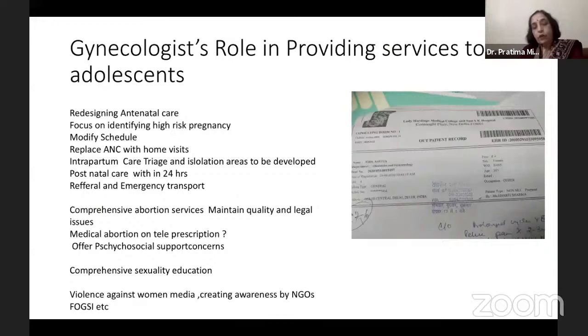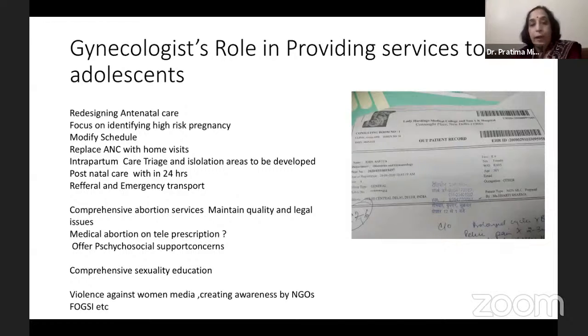So what are the services which we mainly focus on? The antenatal, intrapartum and postnatal services for the pregnant adolescents, comprehensive abortion services, comprehensive sexuality education, and violence against women. These are the 4 important issues which we have to address, besides the other contraceptives and immunization services. So when we talk of antenatal care, there are modifications. The redesigning of antenatal care has been there.